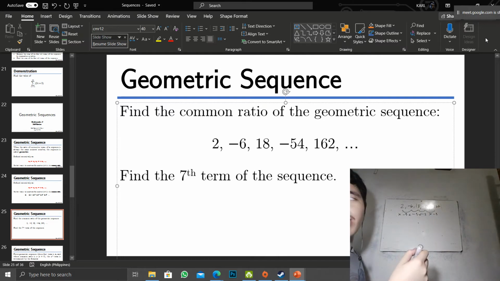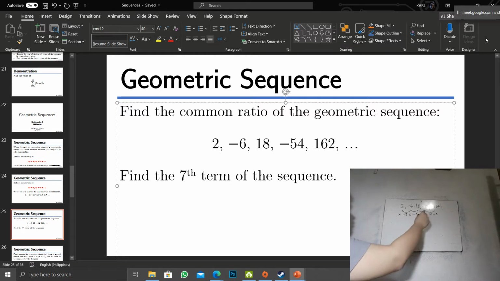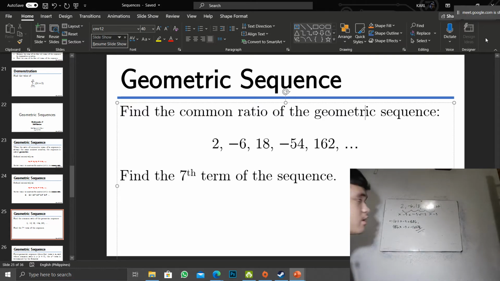Find the 7th term. O sige. Gagawin ko lang to, no? 5th term na yan, no? Negative 162 times negative 3 equals 486. 486 times negative 3 is negative 1458. Ayan. 7th term of the series. Okay. Yun na, agad.